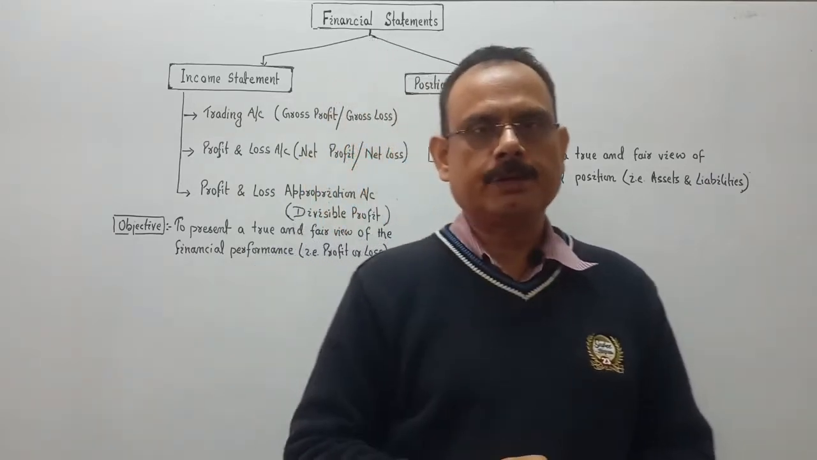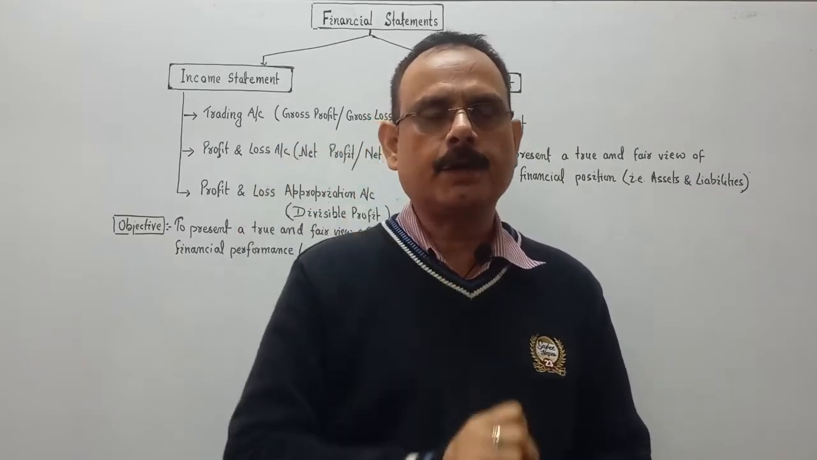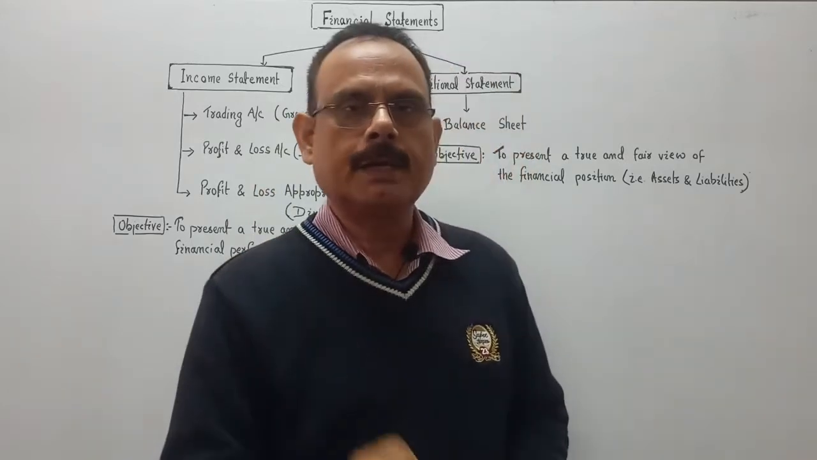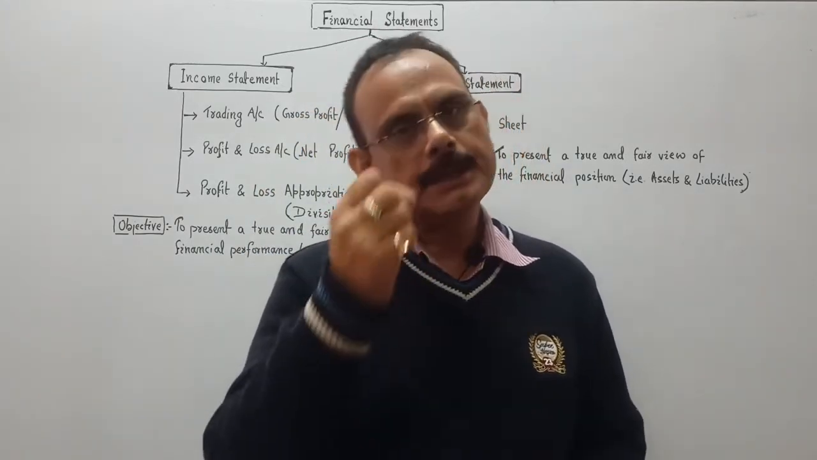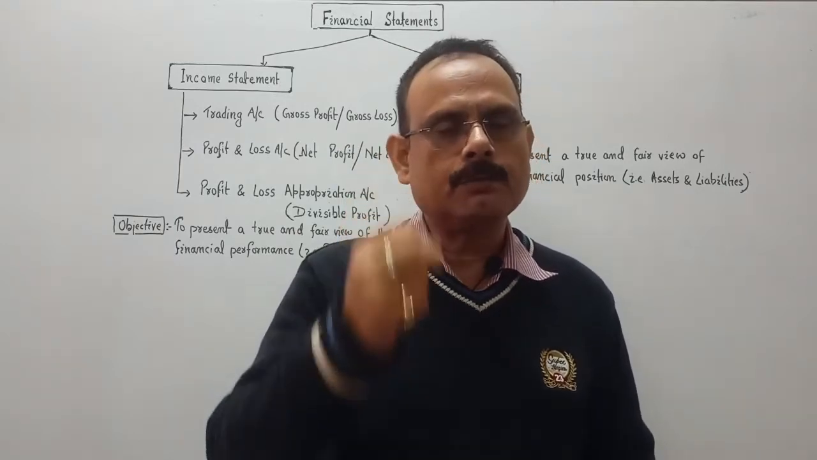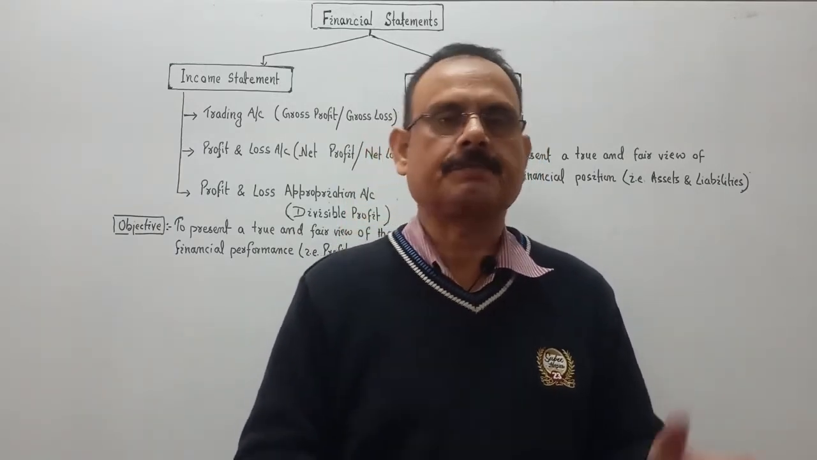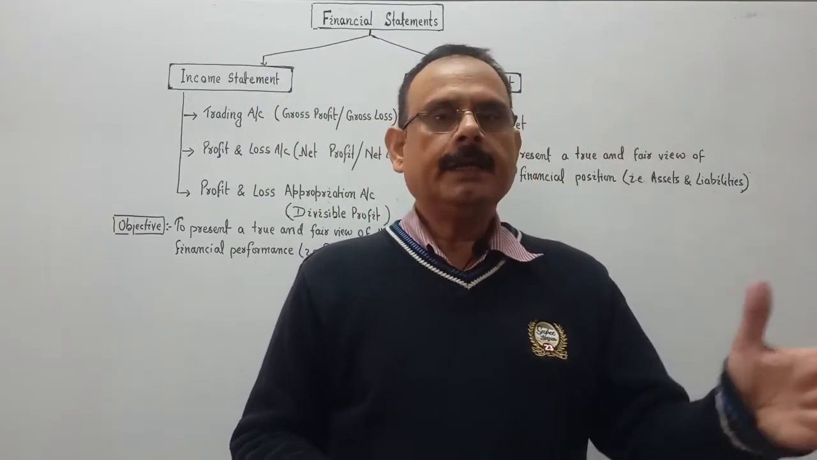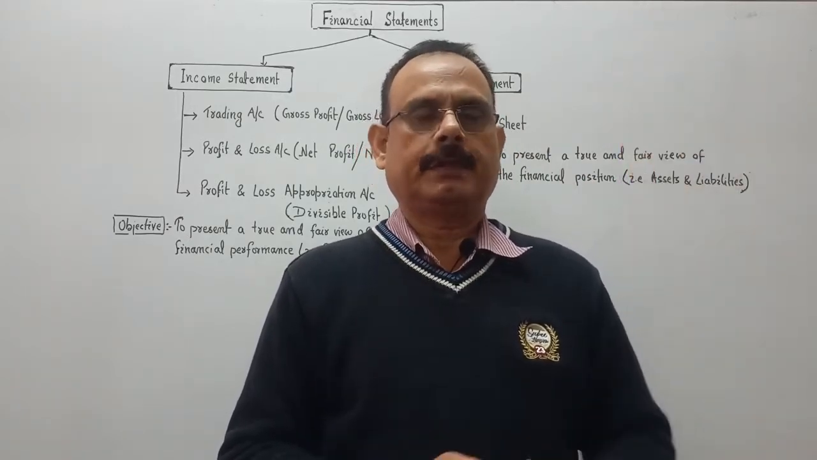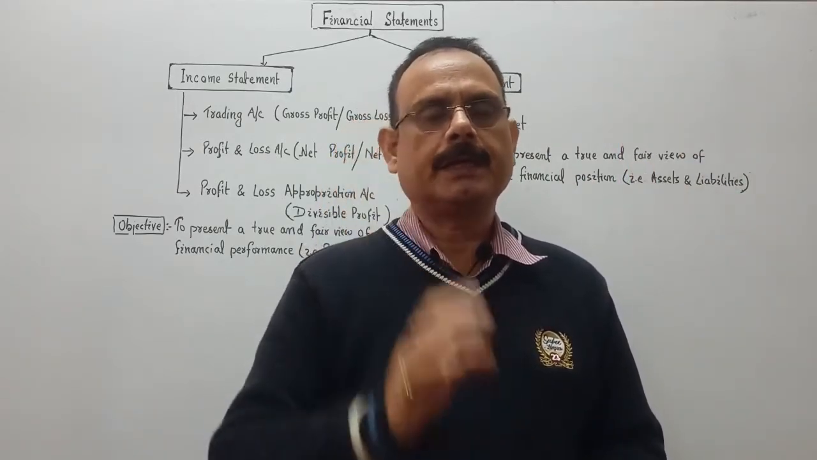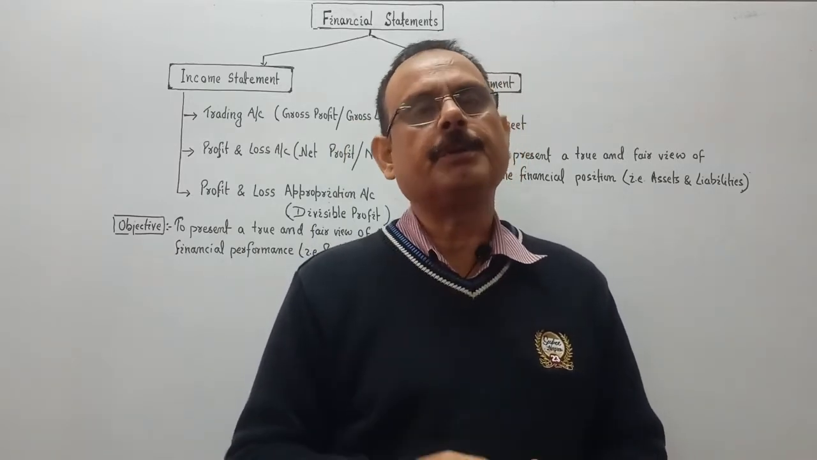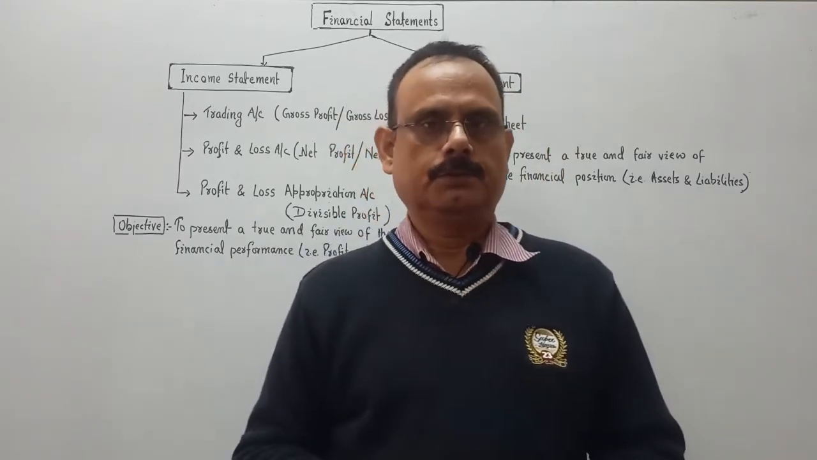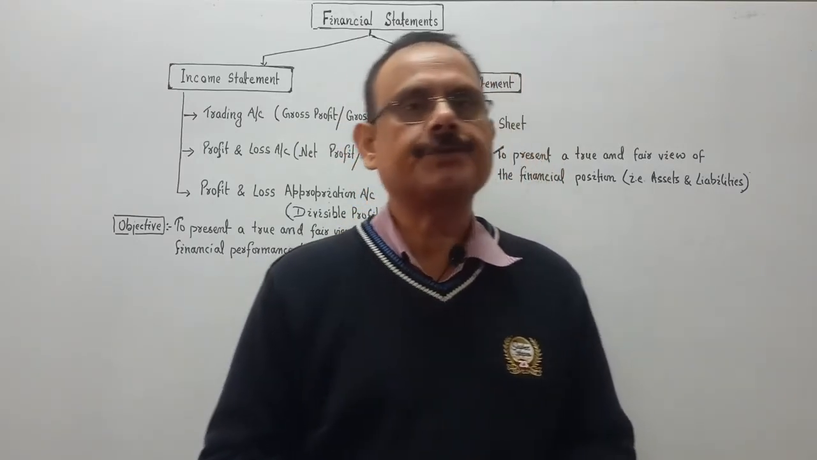Through this statement we calculate or find out the profit earned by the firm or business or company, or if a loss is suffered, then we find out how much loss the business has suffered during this particular financial period. In the income statement, there are three things we have to know. First, if it is a manufacturing company, then we will prepare the manufacturing account first to know the cost of production.